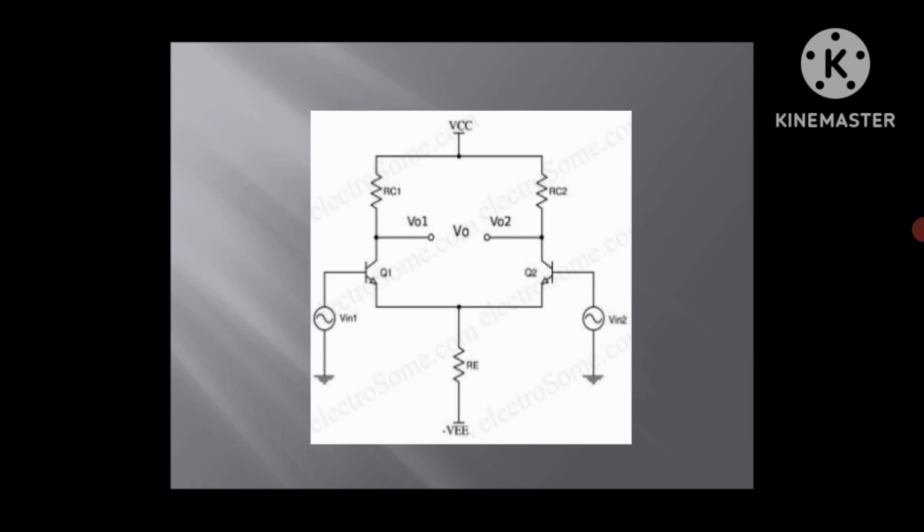In this, Q1 and Q2 are transistors. The two inputs are connected to Q1 and Q2. We get the output from the collectors of Q1 and Q2. So V0 is nothing but the difference between V1 and V2.